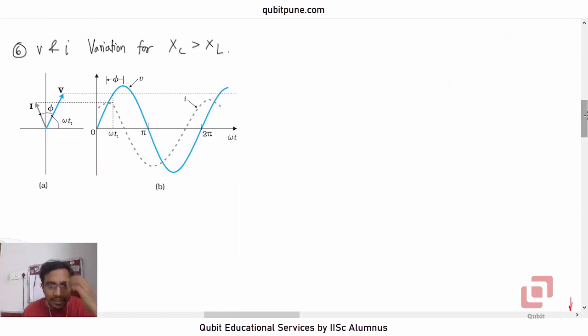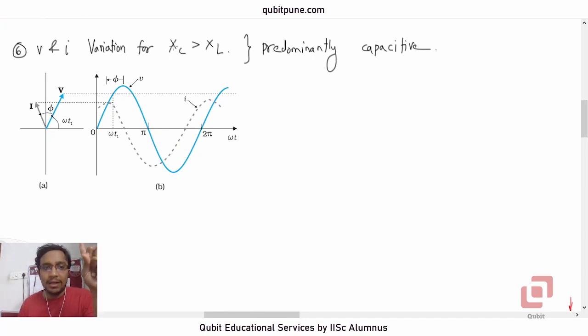Now there are multiple cases, or infinitely many cases possible, one each for every real value of phi. But in your textbook, they have plotted this phasor diagram where they say that Xc is greater than XL. When this happens, we call it predominantly capacitive. This happens when capacitive reactance Xc is greater than inductive reactance XL. In other words, when 1 upon omega C exceeds omega L, it becomes predominantly capacitive.